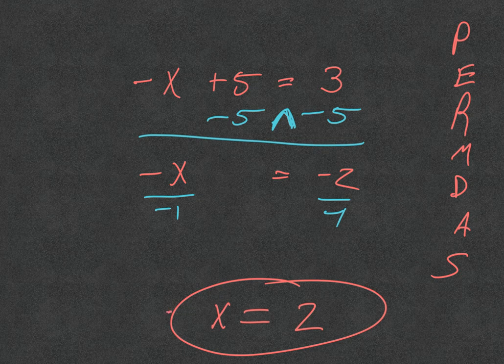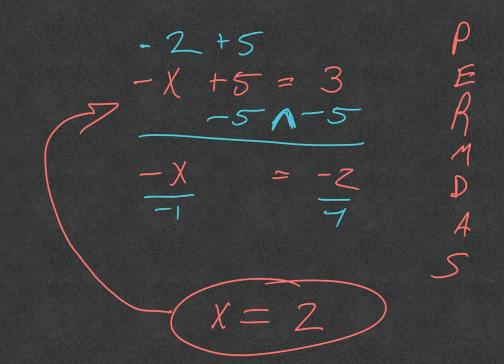Good idea to go back up here, though, and check it. If I plug that 2 in there, I'm going to have negative 2 plus 5, just substituting it in. Negative 2 plus 5 is 3. And it's supposed to be 3. My work checks.